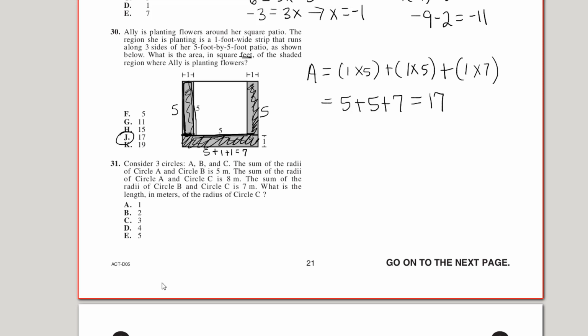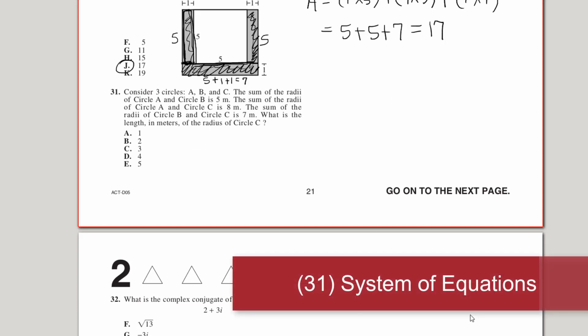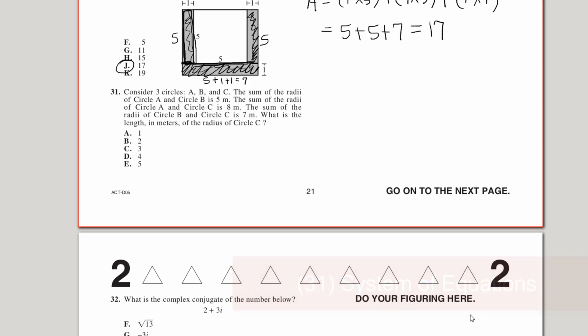Question 31 tells us to consider 3 circles, A, B, and C. And we're told some information about the radii of circles A and B. Their sum is 5. And the sum of the radii of circles A and C is 8. And the sum of the radii of circles B and C is 7. And what is the length in meters? We're all in meters, we're good.